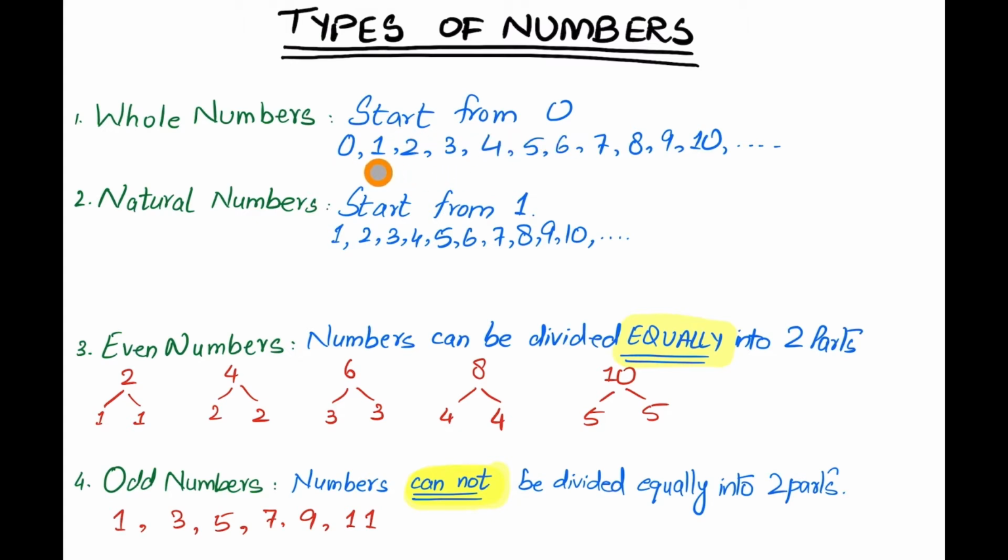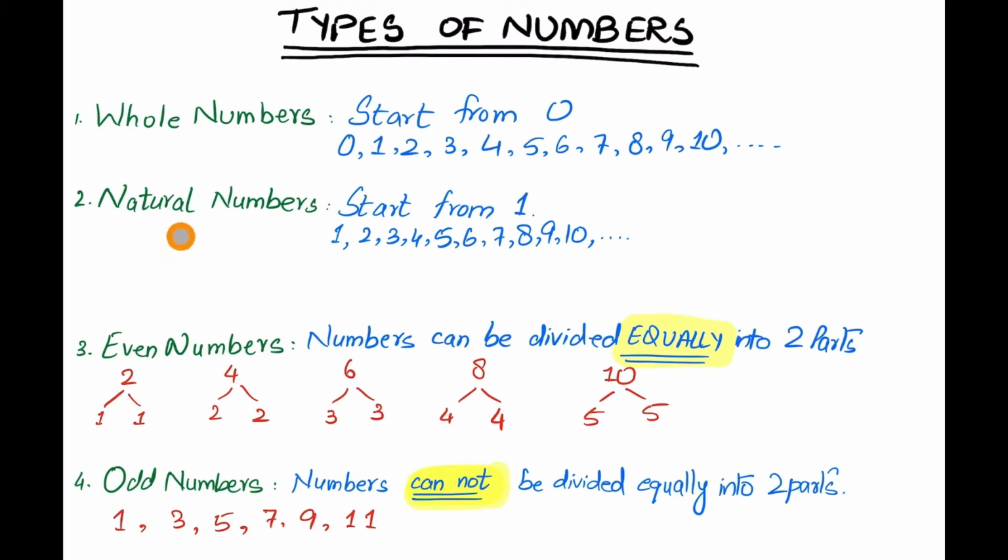All these numbers that you see here, 0, 1, 2, 3, 4, 5, 6, 7, 8, 9, 10, they're all whole numbers. Okay? A number series that starts from 0 is called whole numbers. So 0 is a whole number, 1 is a whole number, 2 is a whole number, 3 is a whole number, 4, 5, 6, 7, 8, 9, 10, 11 and so on. All these numbers, they are whole numbers.